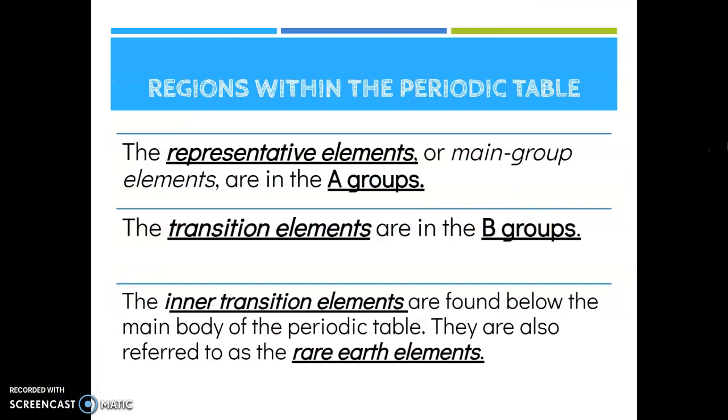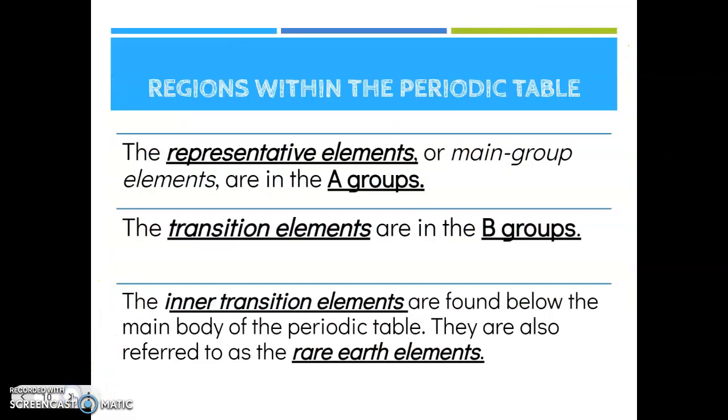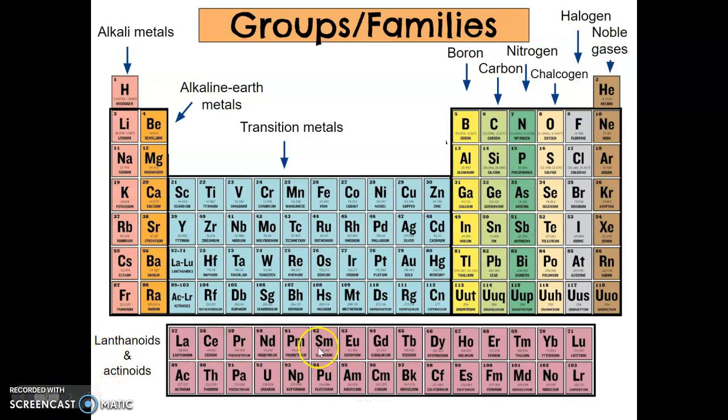So the representative elements or the main group elements are the A groups, and then the transition elements are in the B group. So the transition metals, those blue ones that were in the middle right here, are going to be our B group elements, and then our A group elements are going to be 1, 2, 3A, 4A, 5A, 6A, 7A, 8A. And then those inner transition elements are found below the main body of the periodic table, and they're also referred to as the rare earth elements. So again, that's the lanthanoids and the actinoids. These are your rare earth elements down here on the bottom.